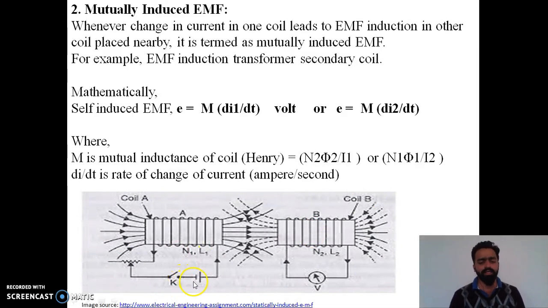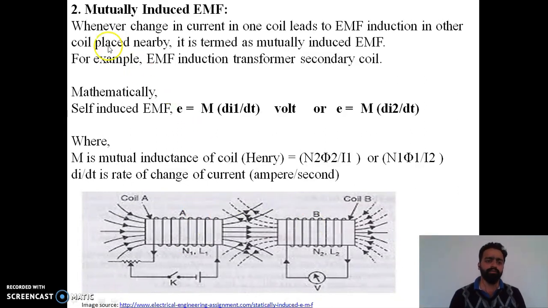Now, if we vary the resistance in coil A, it will lead to change in current in coil A and hence change in flux produced by coil A. This change in flux produced by coil A also affects the flux which is linking with coil B, and hence in this case the actual change in current is in coil A but EMF will get induced in coil B, and hence it is called mutually induced EMF.